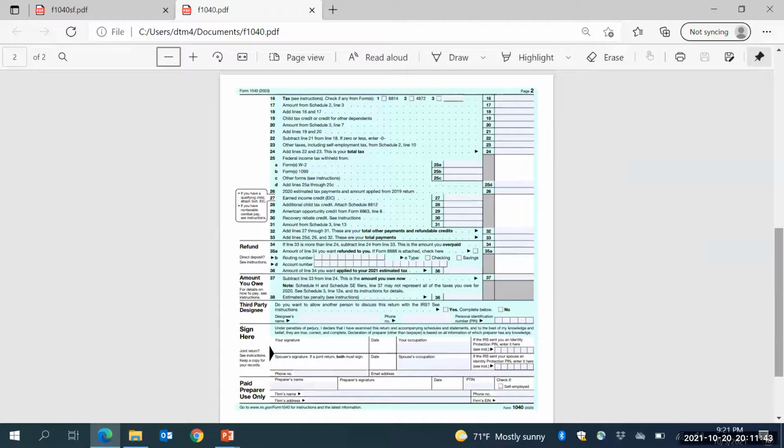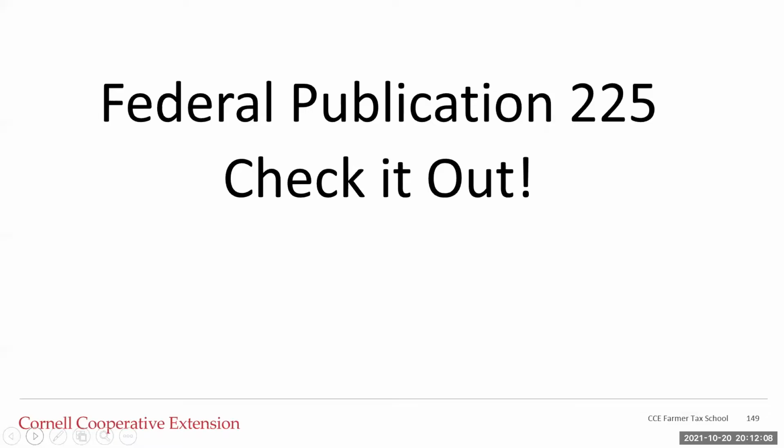And the reason is because if you get money back, that means you overpaid. And so I don't mind paying them a little tiny bit at the end of the year, because that means that I got to use my money for the whole year and not them. So, not to get off on a tangent there. So there it is. That's how that all flows together. And I would encourage you just to check out Publication 225.